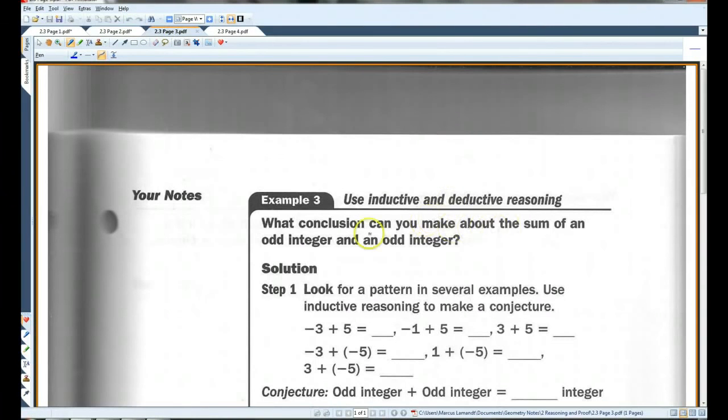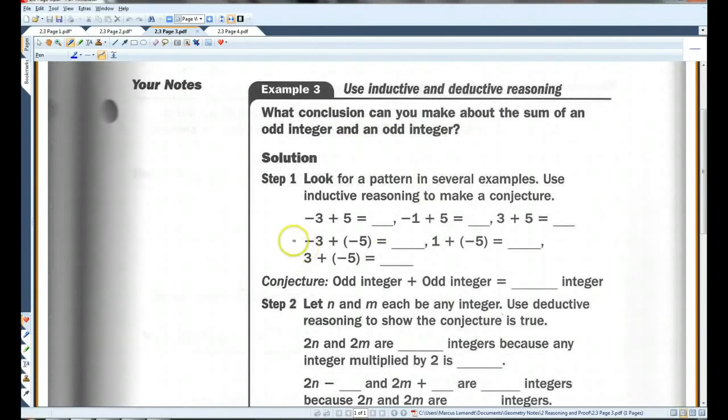What conclusion can you make about the sum of an odd integer and an odd integer? Okay, so let's look for a pattern in several examples. We have negative 3 plus 5, that's 2, negative 1 plus 5, that's 4, 3 plus 5, that's 8, negative 3 plus negative 5, that's negative 8, 1 plus negative 5, that's negative 4, 3 plus negative 5 is negative 2. It looks like if we add two odd integers together, we will always get an even integer. Notice how each of these are even numbers.